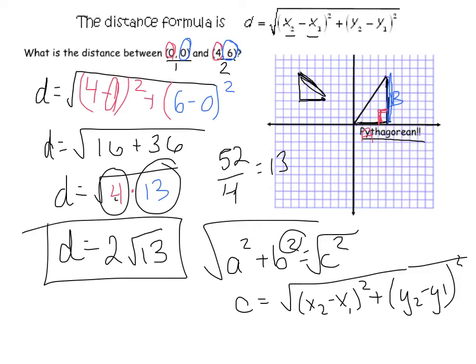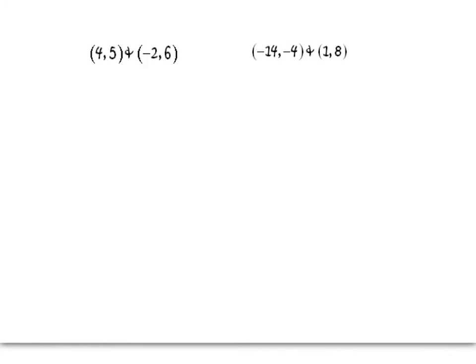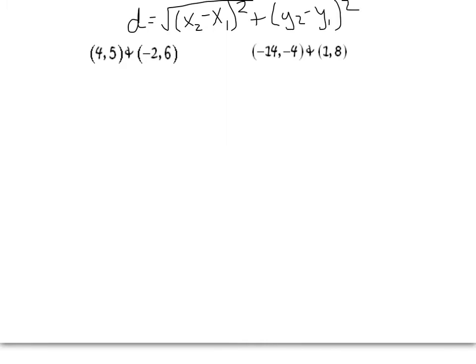Alright, let's try some other problems. Okay, we've got two different sets of points. So let's begin with our first one right here. I advise you, if you are walking through these problems with me, to again write down the distance formula. The distance equals the square root of x2 minus x1 squared plus y2 minus y1 squared. The more you write that down, the more you'll remember it. I highly advise you write that down at the beginning of every single distance problem you do.